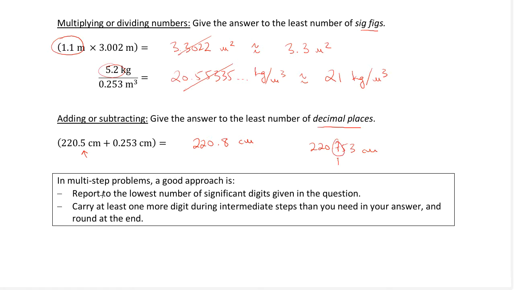In more complicated multi-step problems, a good general approach is to take a look at all of the numbers given to you in the question and report your answer to the lowest number of significant digits given in the question. In order to do that, you're going to want to carry at least one more digit during all the intermediate steps that you need in your answer. That way you can round at the end. Okay, that's an introduction or a review of significant figures and rounding.